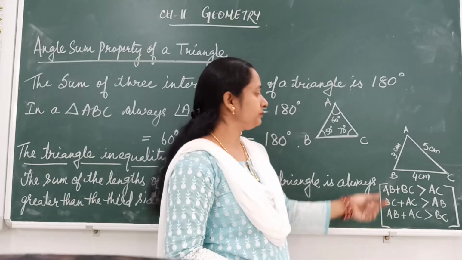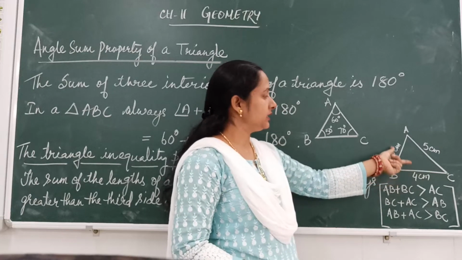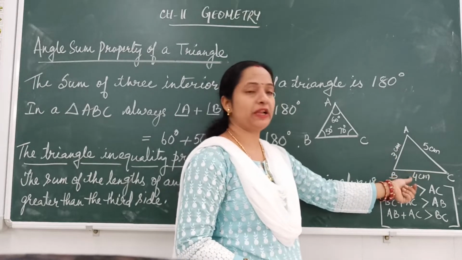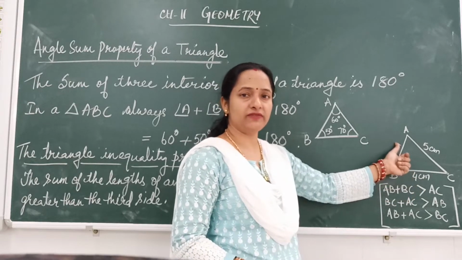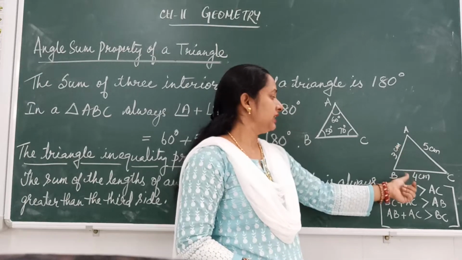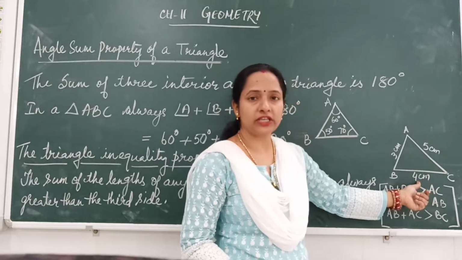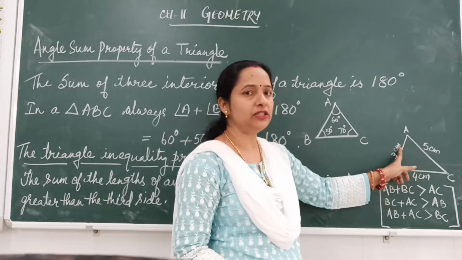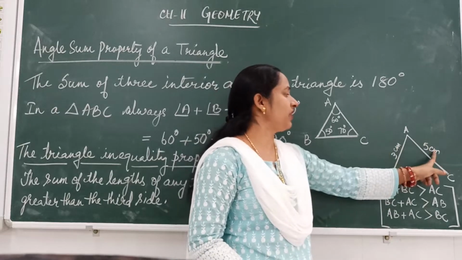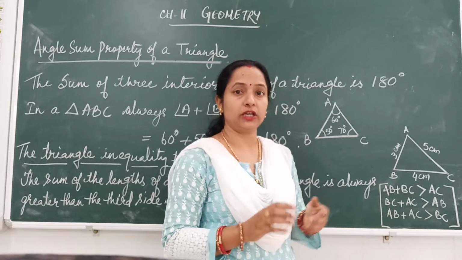Now just find the sum of these two sides. The sum of these two sides is 3 plus 4, 7 cm. 7 cm is more than 5 cm. Next, you just find out the sum of these two sides. 5 cm and 4 cm is 9 cm. 9 cm is more than 3 cm. And 3 plus 5 is 8 cm. 8 cm is more than 4 cm.